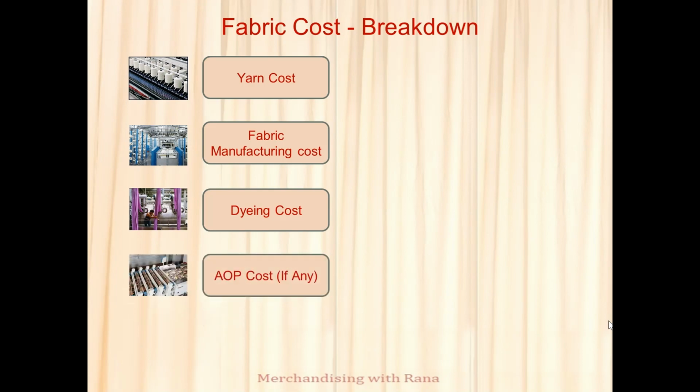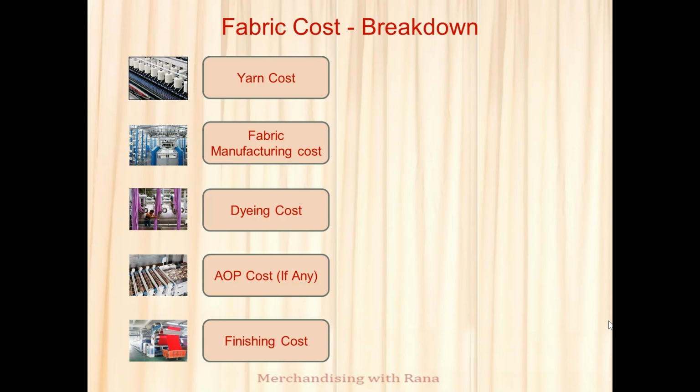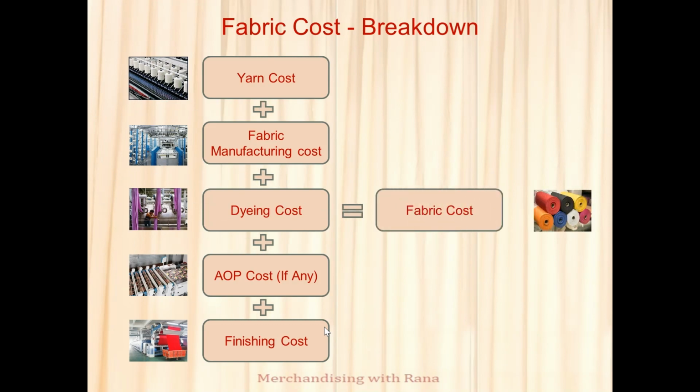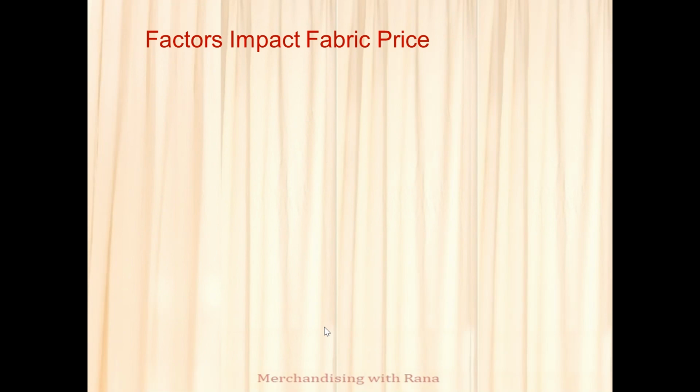Then if you have all-over print in your style, you can add this AOP cost. Otherwise you can skip. Finishing cost. Every knitted fabric needs to go through some finishing process, especially heat setting. Okay, so adding all these costs, we can get the final fabric cost. Now, let me tell you what are the factors which can impact fabric price.